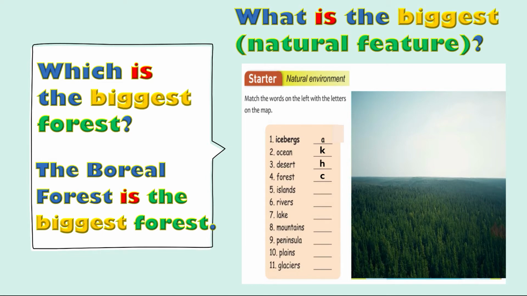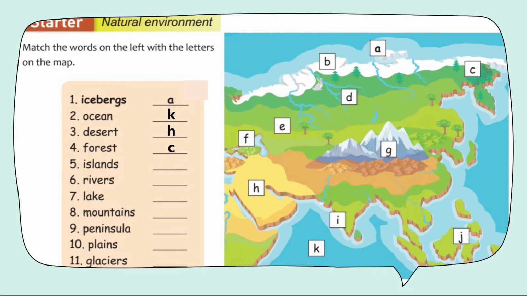New information. The boreal forest is the biggest forest in the world. The Amazon is a tropical rainforest. It's different. Yes, the rainforest and forest are different. Oh, yes. There are small differences.